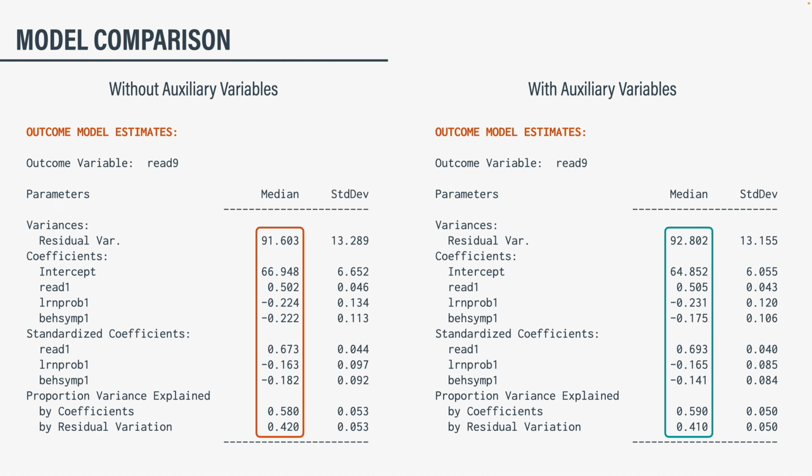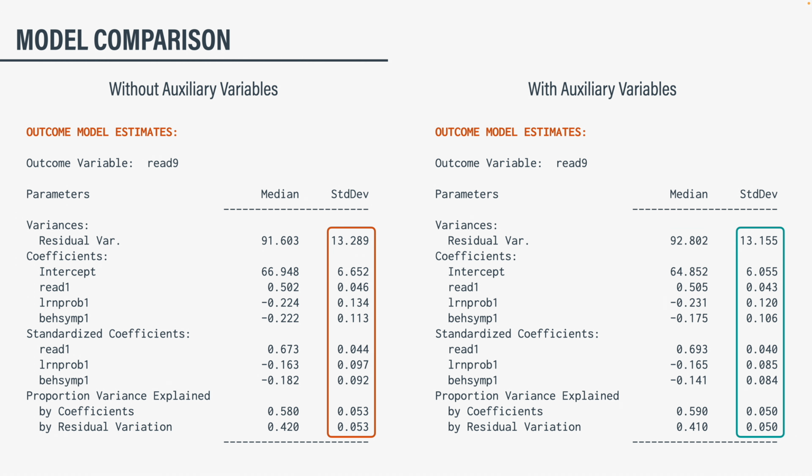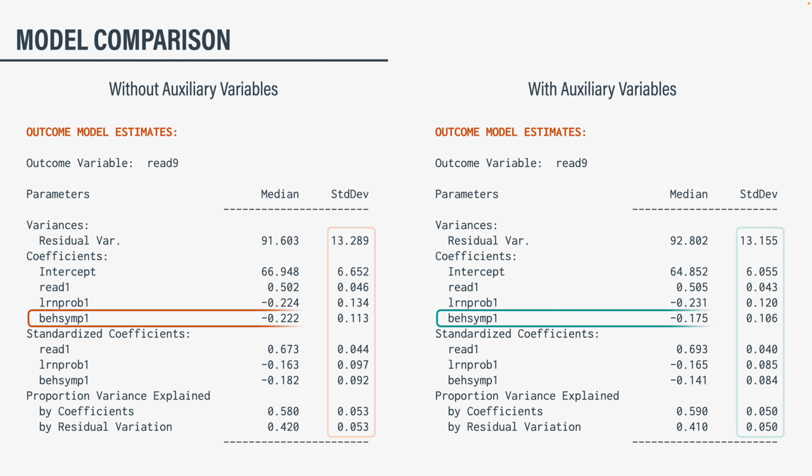The posterior standard deviations, or Bayesian standard errors, are slightly smaller with auxiliary variables, which is to be expected because we're using more information in the analysis. Although the reductions in noise were pretty small, this is still consistent with what we would expect. The behavioral symptom slope showed the largest change, with the point estimate shifting by about 0.05. This is equivalent to about 1/2 of its standard error or posterior standard deviation. I would characterize that difference as somewhere between modest and moderate.